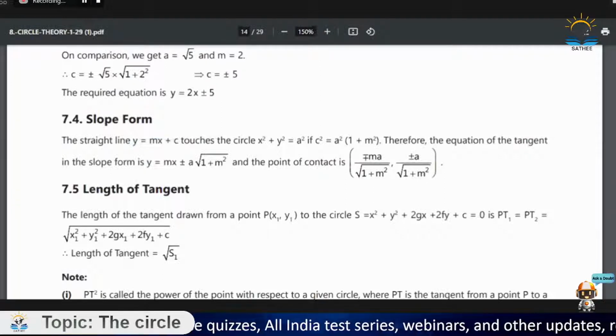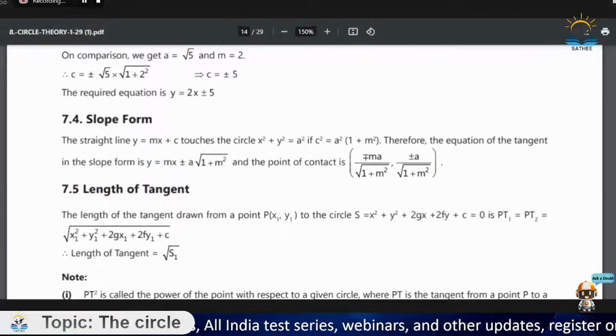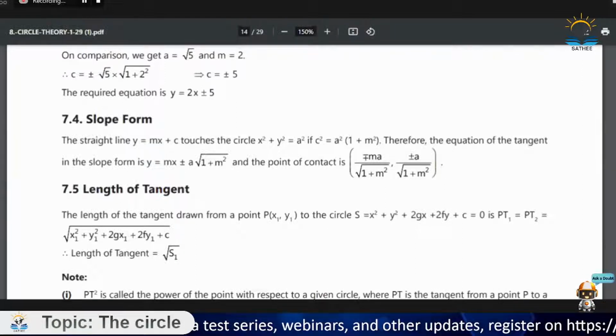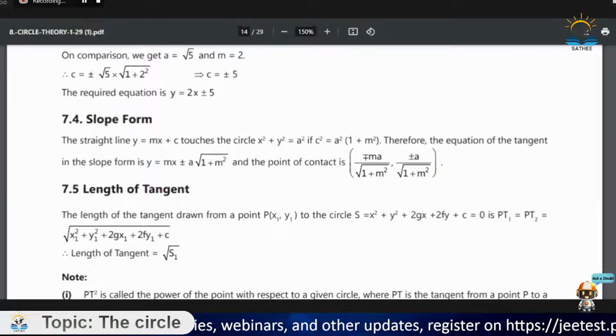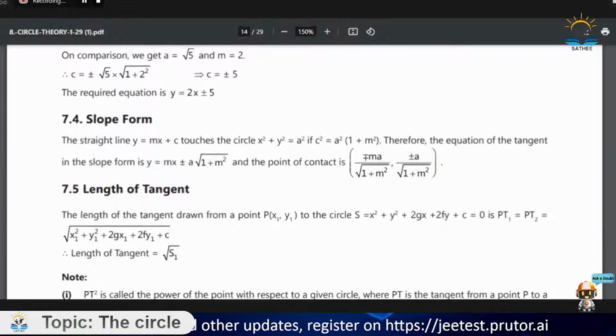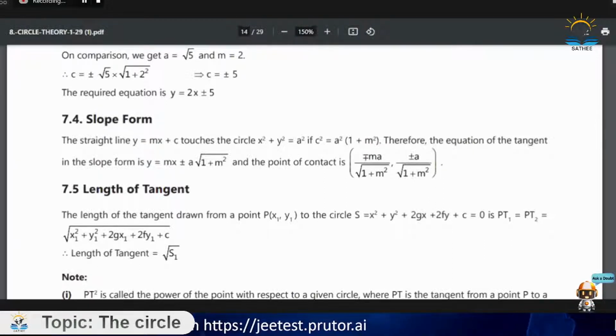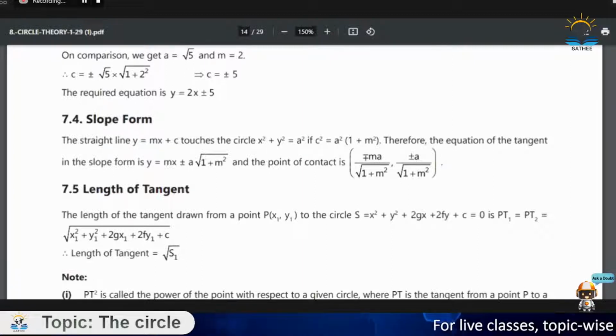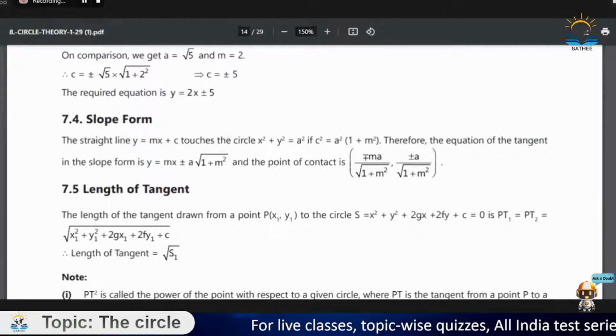So basically we have been given a line y is equal to mx plus c. What we are trying to do is, we know the slope of the tangent, but we do not know c, that is the intercept. So what we will do is, we will write c in terms of m. How can we write c in terms of m? We will equate the distance of this line from the center of the circle with the radius of the circle. After doing this, we get c square is equal to a square into 1 plus m square. So we write c can be plus minus a root 1 plus m square.